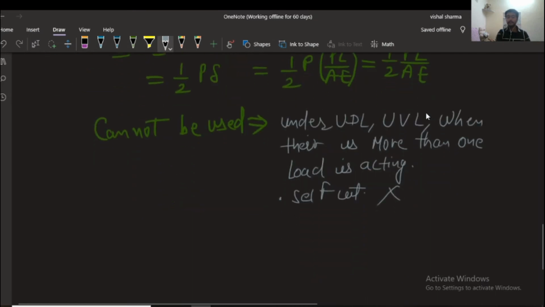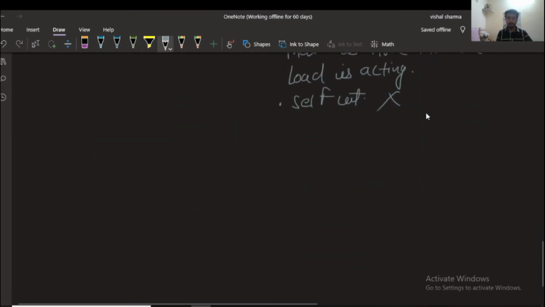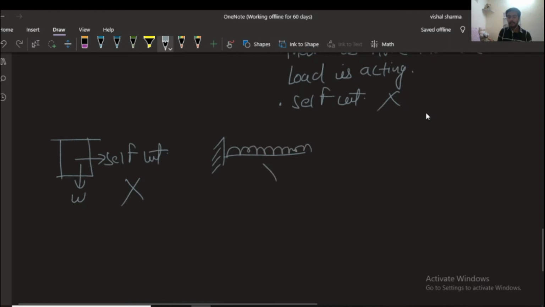So when can this method be applied? Let's take an example of a different type. Here I am taking the beam which is under the self weight W. The work done method to find the strain energy cannot be applied if the beam is loaded by the uniformly distributed load. If the beam is supplied with multiple loads, then this method cannot be applied.